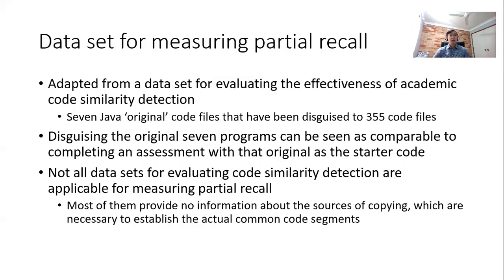Consequently, we use another dataset to measure partial recall. It is adapted from a dataset for evaluating the effectiveness of academic code similarity detection. 7 Java original code files have been disguised into 355 code files. This disguising process can be seen as comparable to completing an assessment with that original as the starter code, which results in the original files being the common segments. It is worth noting that not all datasets for evaluating code similarity detection are applicable for measuring partial recall. Most of them provide no information about the sources of copying, which are necessary to establish the actual common code segments.